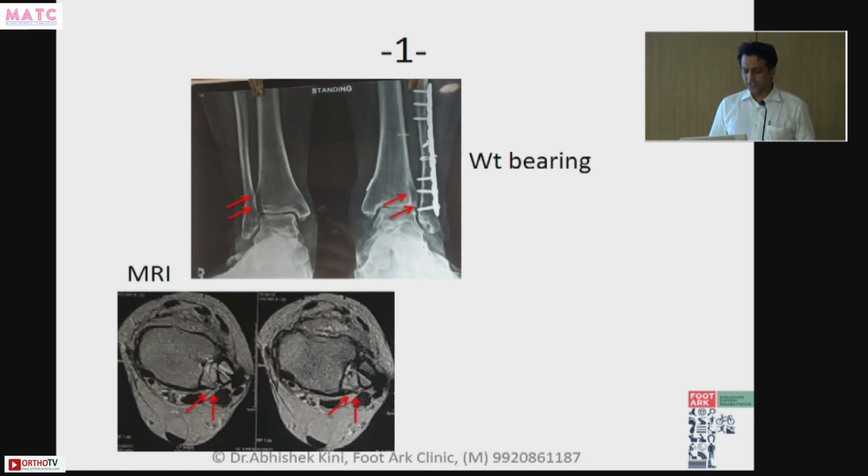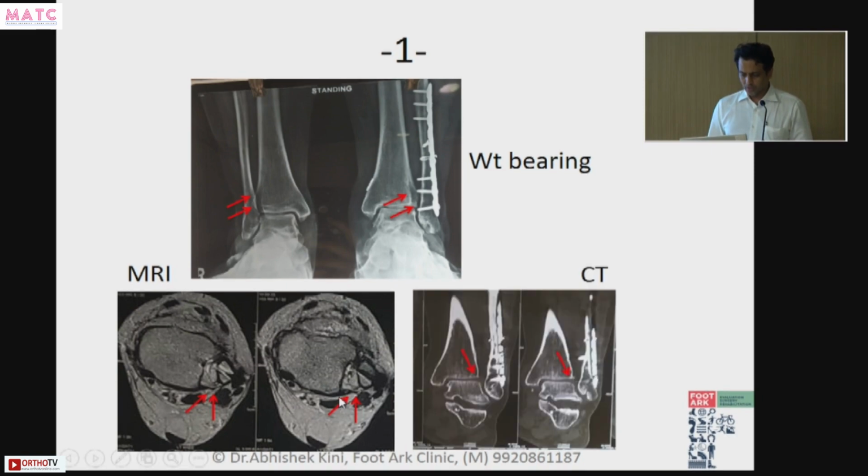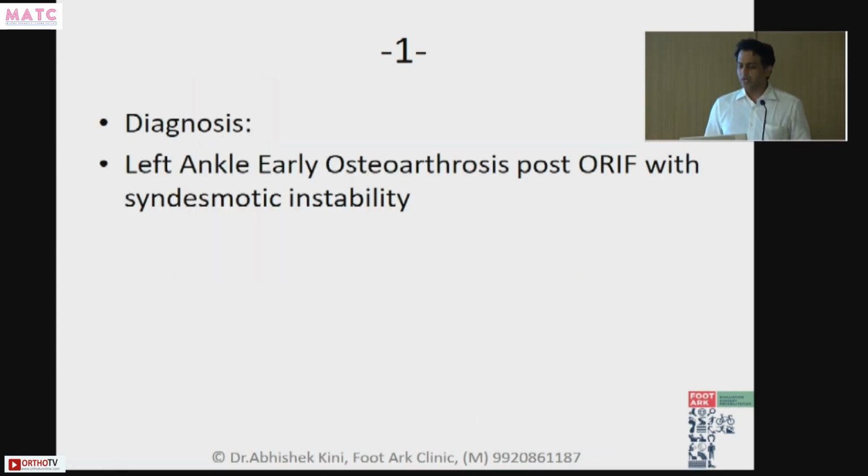And for any additional investigations like MRI, we got an MRI and we could see that the tightrope was not in proper alignment, and the syndesmosis was opening posteriorly. And on CT scan, you could see there is an ossicle over here and a little bit of early chondral wear. So the diagnosis we were left with was left ankle early osteoarthrosis post ORIF with syndesmotic instability.